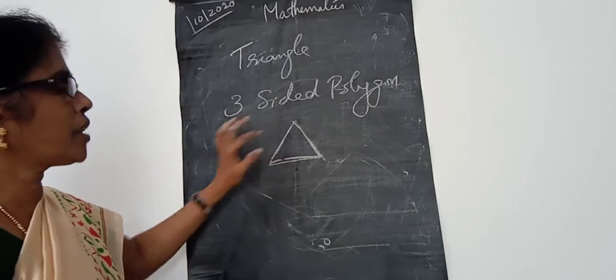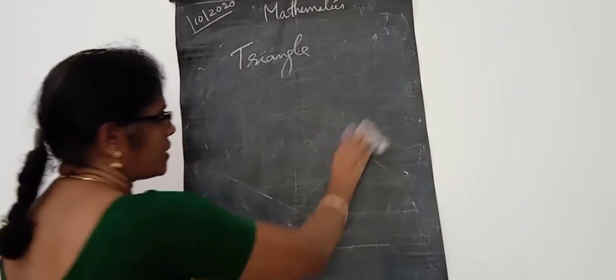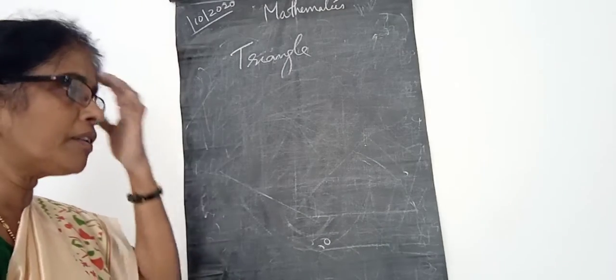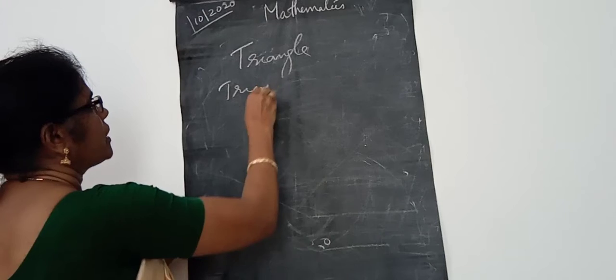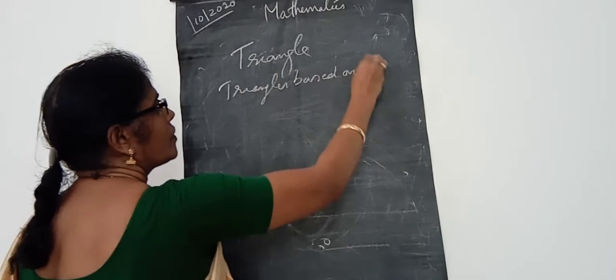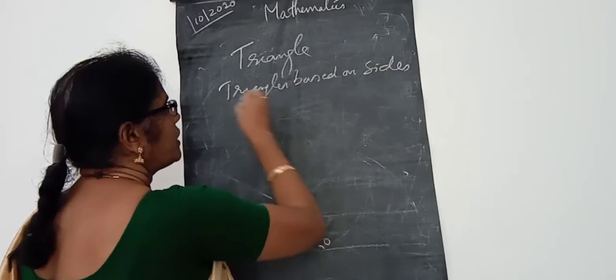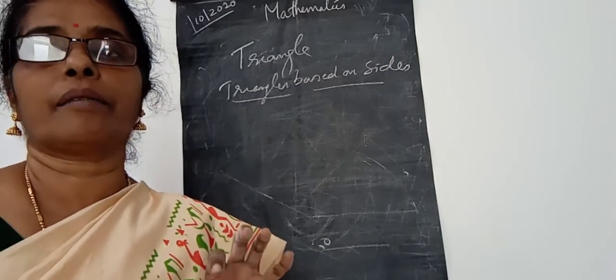Okay, that is a triangle. In this topic, we will study different types of triangles. Which are there? First, we will take triangles based on sides.